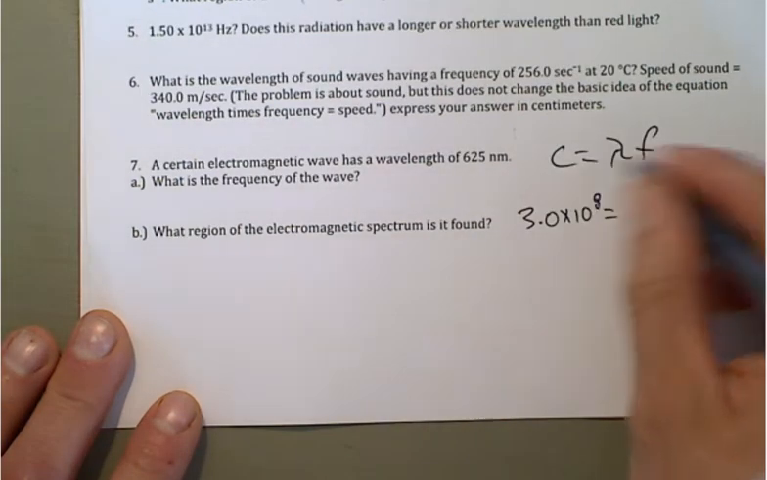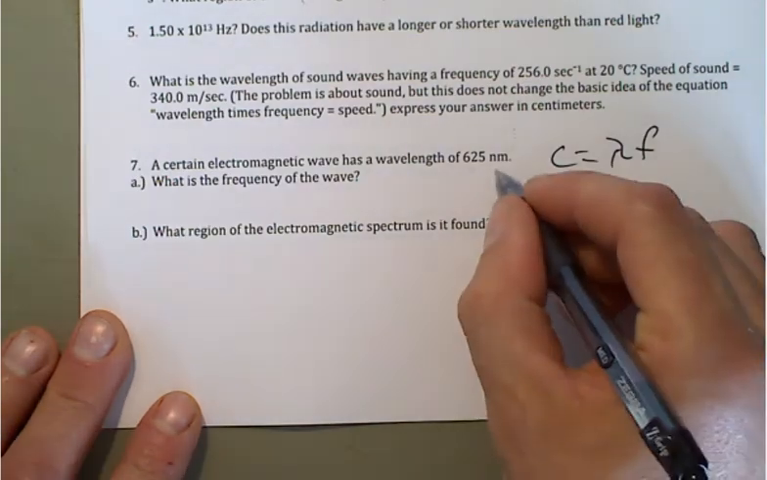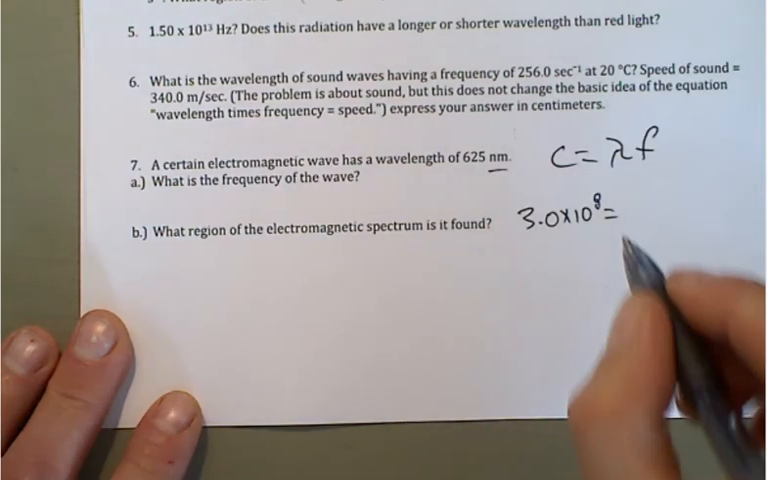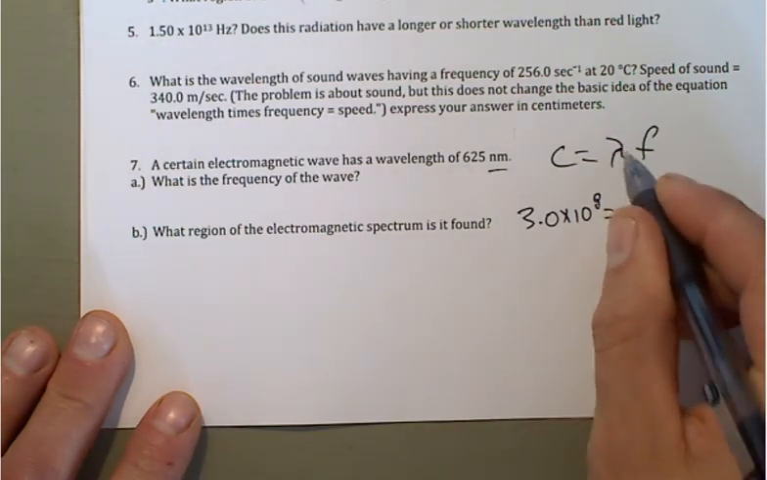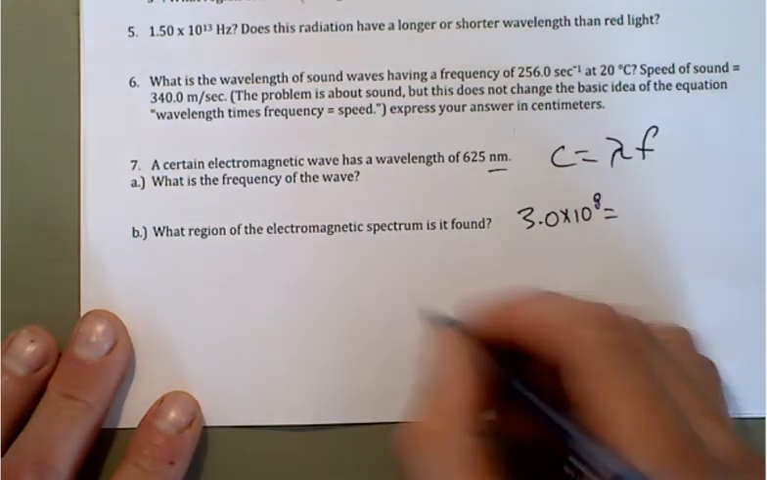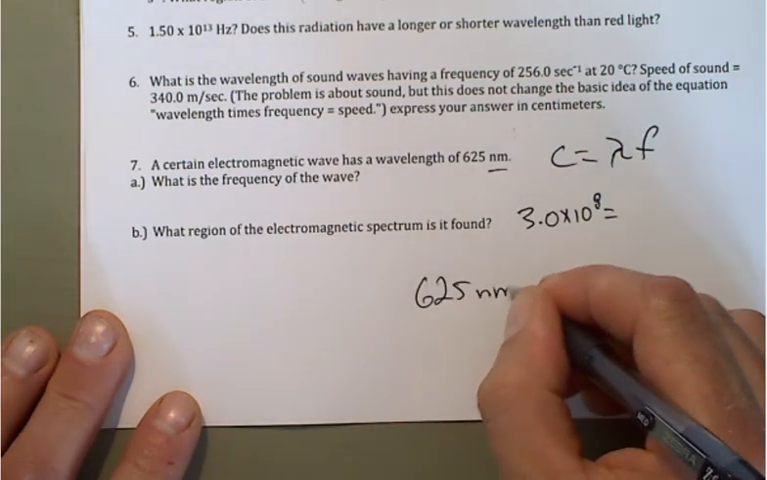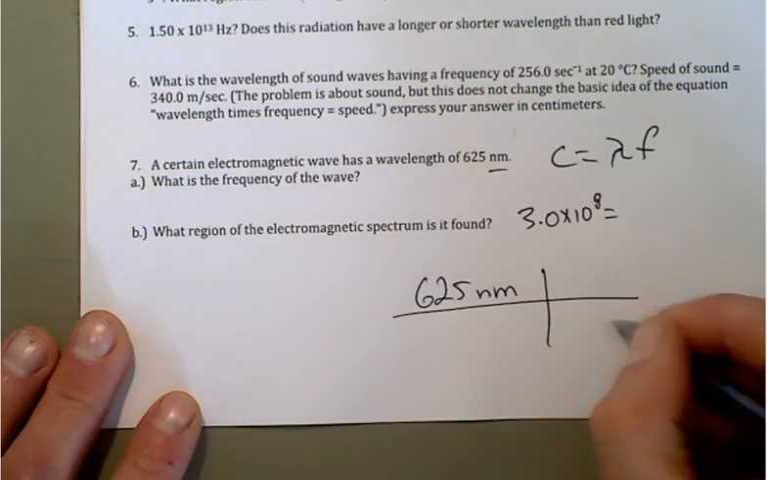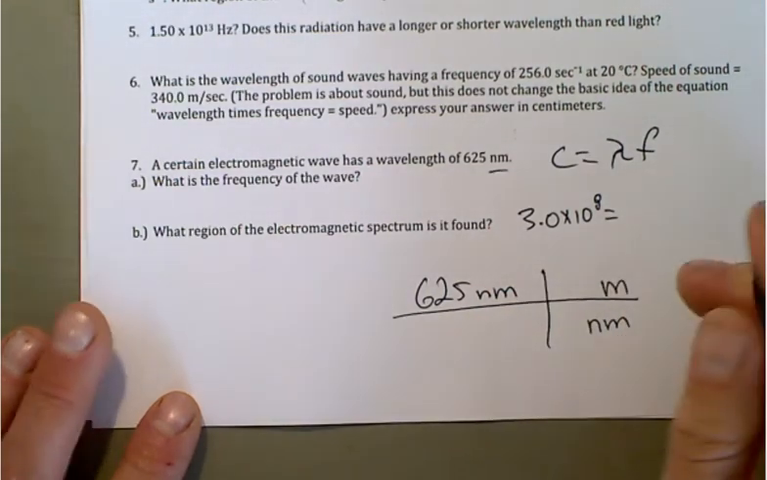Now my wavelength, I don't want to just write 625 in there because look, that's nanometers and it has to be in meters. Remember, this wavelength is in meters. It has to be in meters. So I'm going to do a quick conversion here, 625 nanometers, and then I'm going to put nanometers down here because I want to cancel it. I want to put in meters right there.